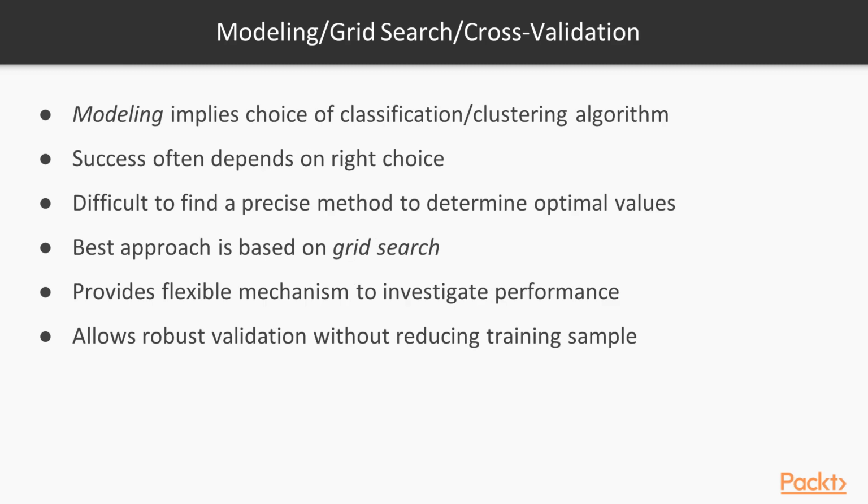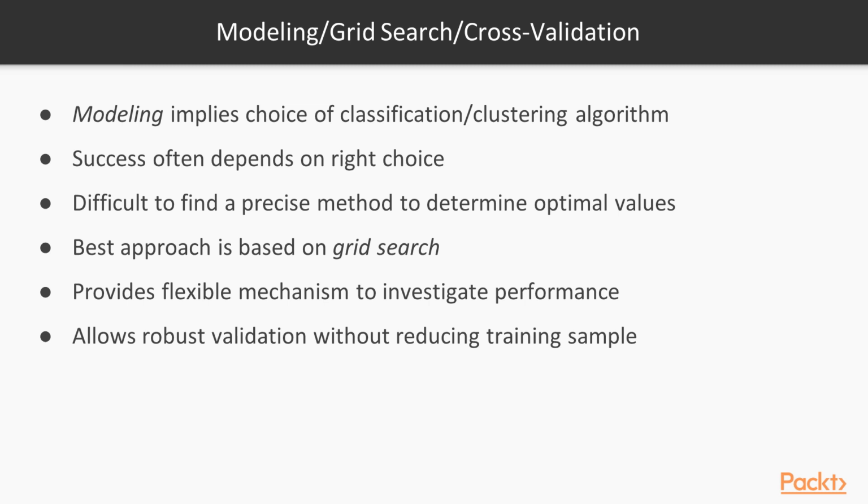Post that comes modeling, grid search, and cross-validation. Modeling implies the choice of the classification or clustering algorithm that best suits every specific task. We've discussed different methods, and the user should be able to understand when a set of algorithms is a reasonable candidate and when it's better to look for another strategy.